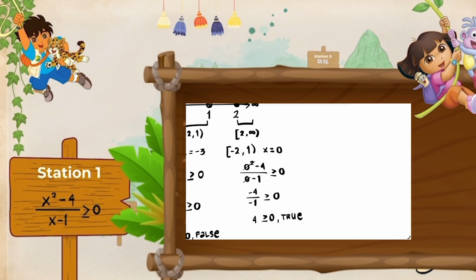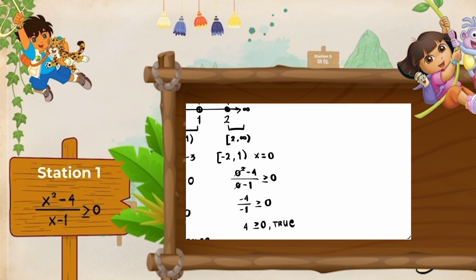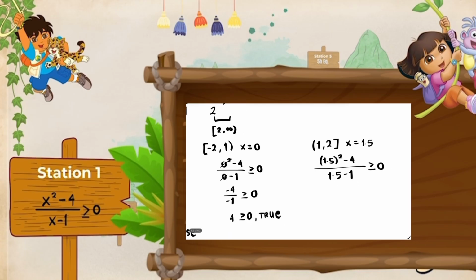The next pair, positive 1 and positive 2. Let's choose 1.5. So 1.5 squared minus 4 over 1.5 minus 1 is greater than or equal to 0.